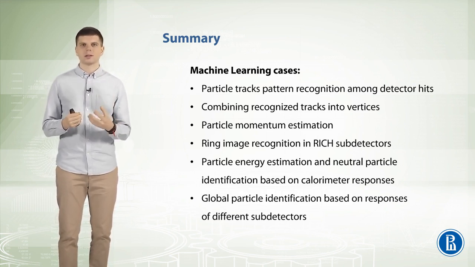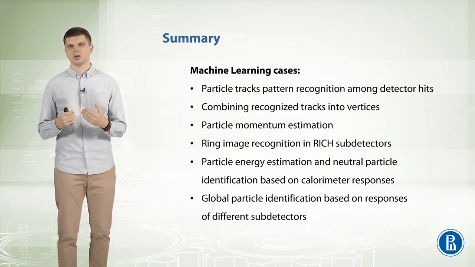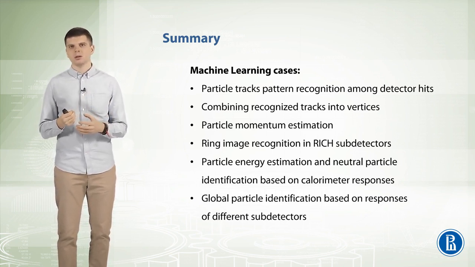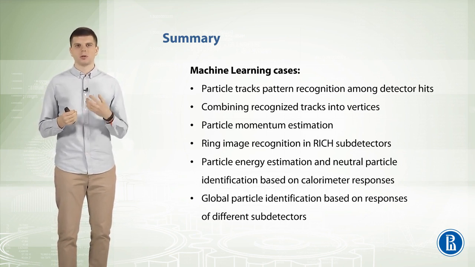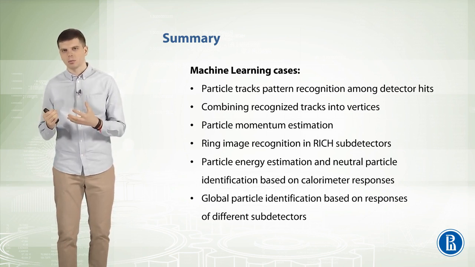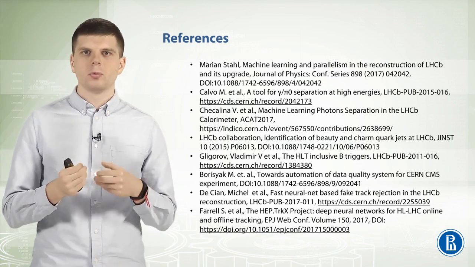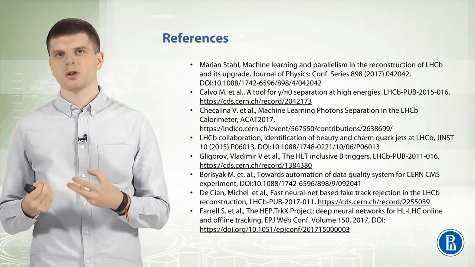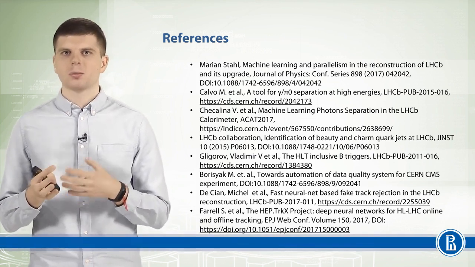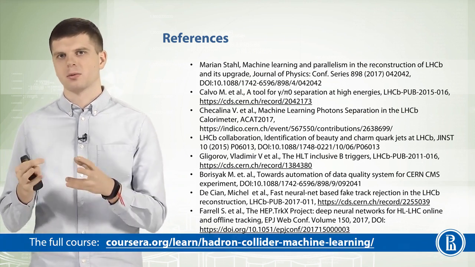We discussed in detail how different classifiers can be used for global particle identification based on responses of different systems of the detector and how to train them to provide flatness of signal efficiency on a set of features like particle momentum, transverse momentum, or energy. Finally, if you would like to get more information about machine learning in high-energy physics, this slide will help you. It provides a list of references to different articles and talks about successful examples.